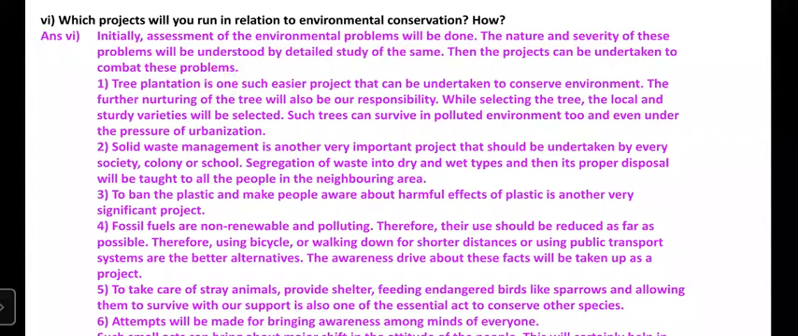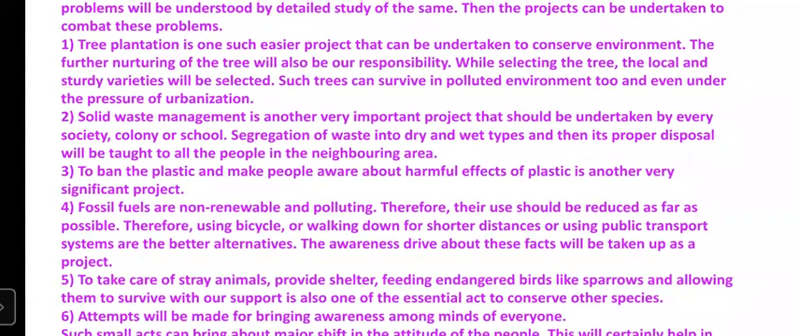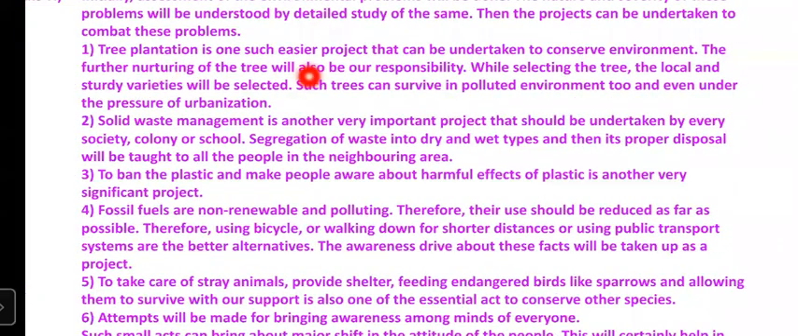First, see what the different projects are which you can start. First point, tree plantation. Tree plantation is one such easier project that can be undertaken to conserve the environment. The further nurturing of the tree will also be our responsibility. While selecting the tree, local and sturdy varieties will be selected. Such trees can survive in a polluted environment too and even under the pressure of urbanization. Got it? So this is the first project, that is tree plantation. On a small scale, each individual can carry on with this. Not just planting the trees, we have to nurture and take care of them.